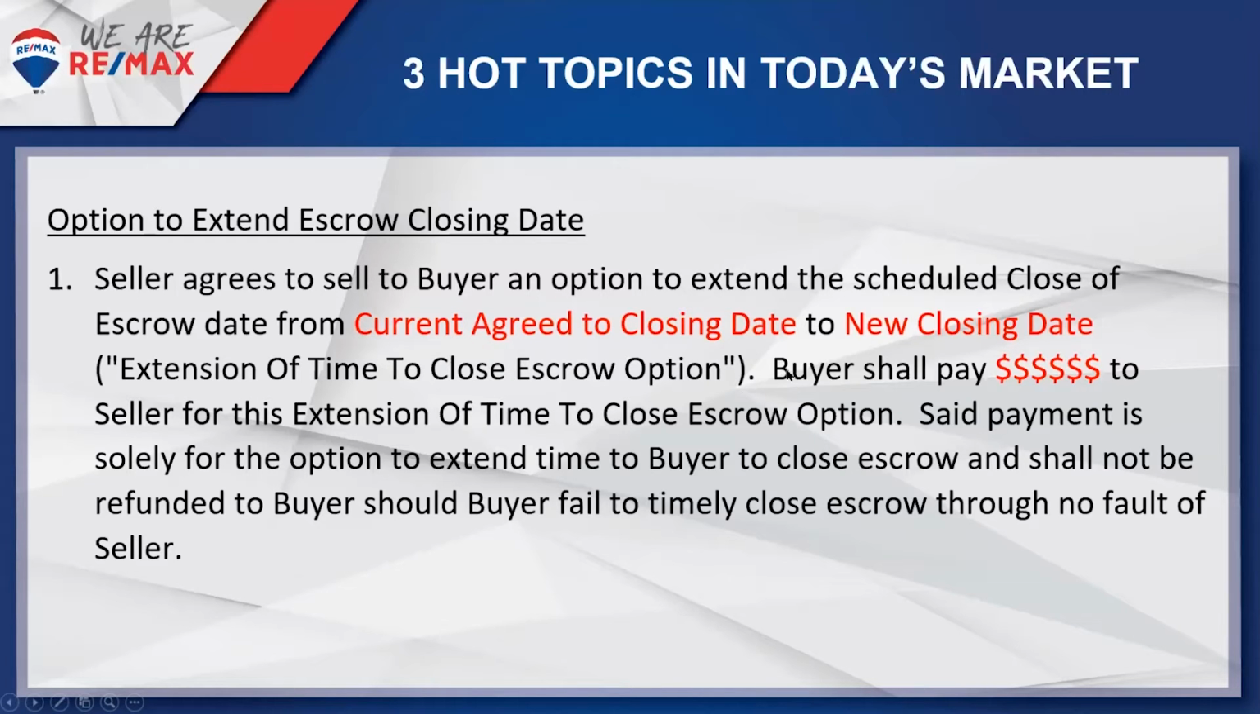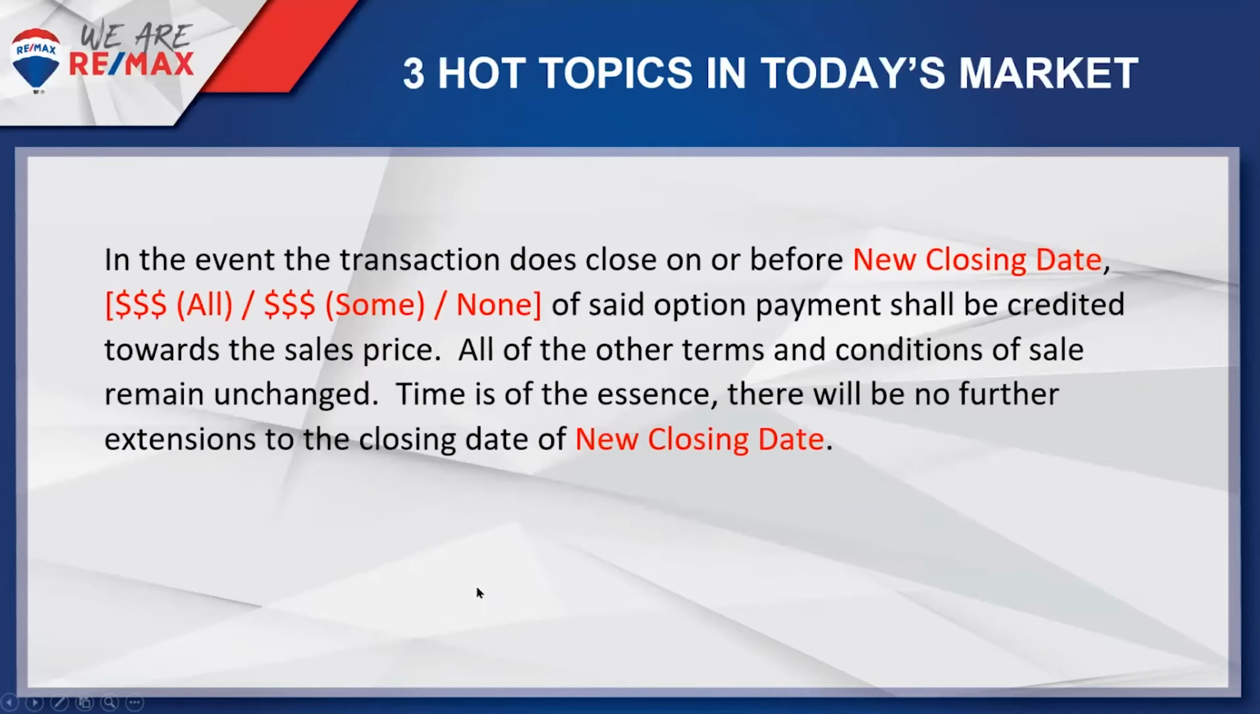That's what this is. The buyer will pay X amount of dollars to the seller for this extension of time to close escrow option. Said payment is solely for the option to extend time to the buyer to close escrow and shall not be refunded to the buyer should the buyer fail to timely close escrow through no fault of the seller. Okay. In the event the transaction does close on or before the new closing date, plug that in. I misread that.